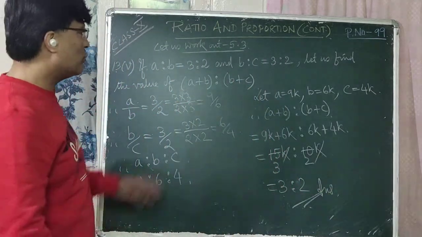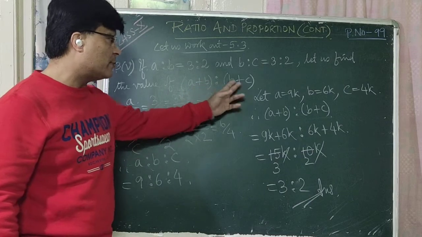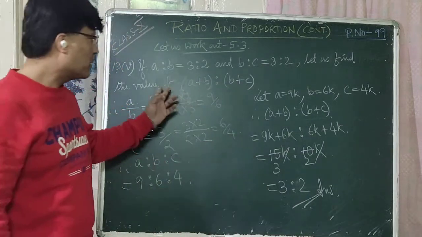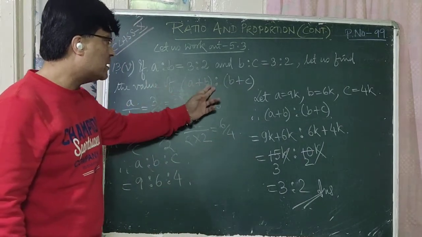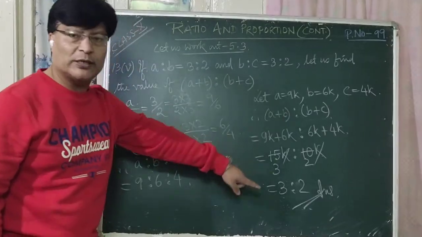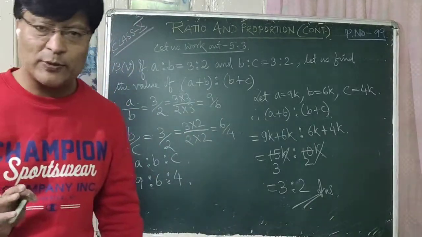So what is the ratio? What is the value of a plus b is to b plus c? It is equal to 3 is to 2. Did you understand this one?